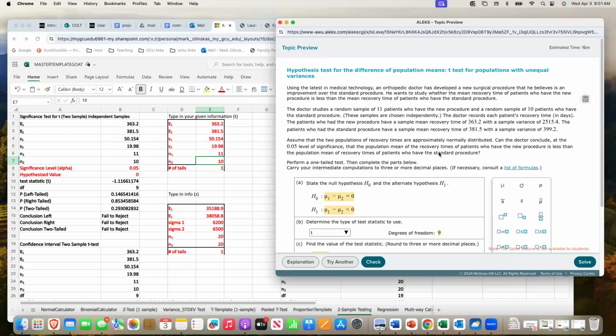The standard deviations, you have to do a little bit of work for that, because you have to be careful here. Don't type these numbers in because this is the variance. So I'd have to use the calculator here to find the square root of these numbers. The first one, if I take the square root of 2515.4, I'm going to get about 50.154. I probably did some rounding there when I did that.